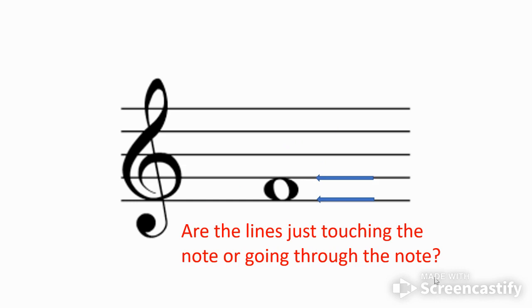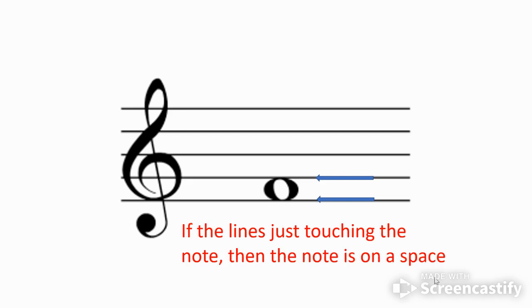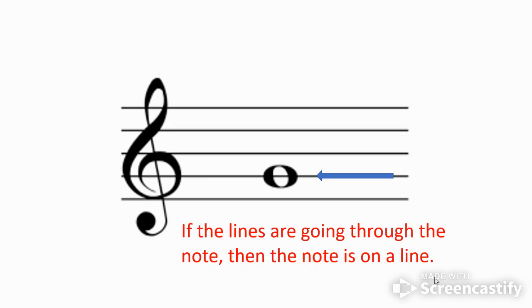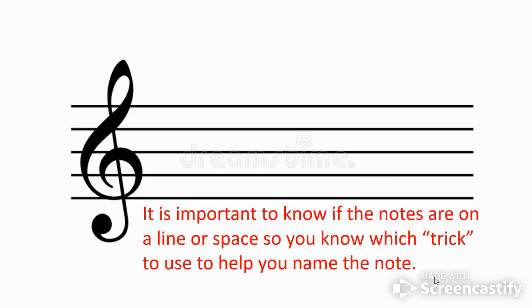So, looking at this note, you see I've got the blue arrows pointing out the lines. Are those lines touching the note or going through the note? If the lines are just touching the note, which this is, then the note is on the space. Looking at this, the line is going right through that note. Do you see that? Since the line is going through the note, then the note is on a line.